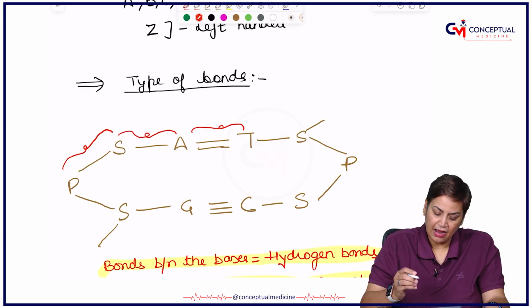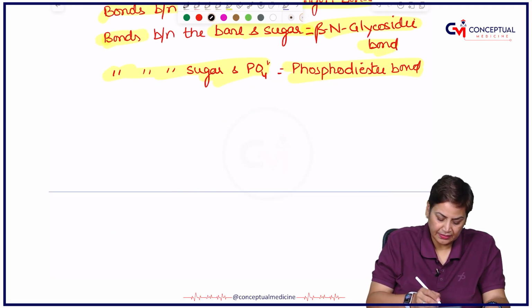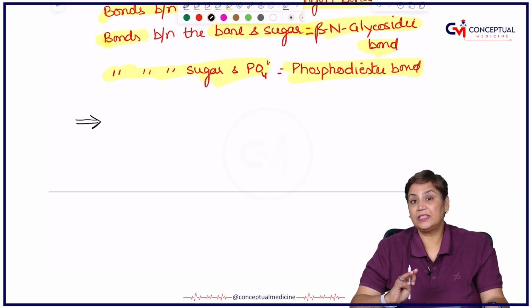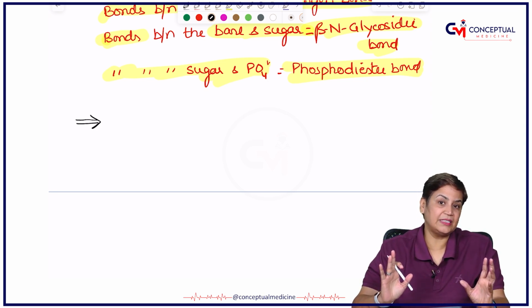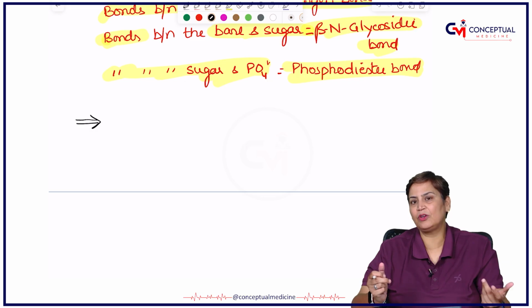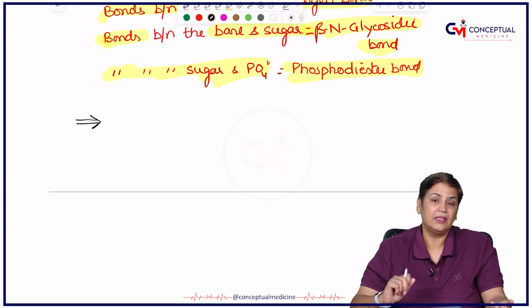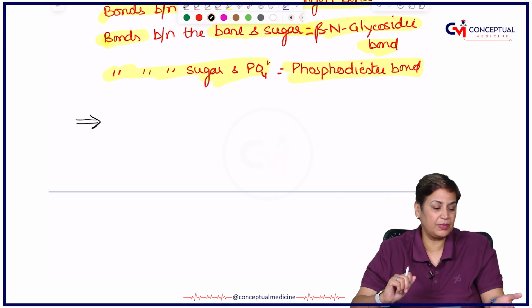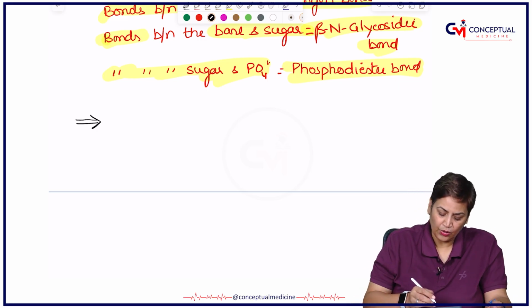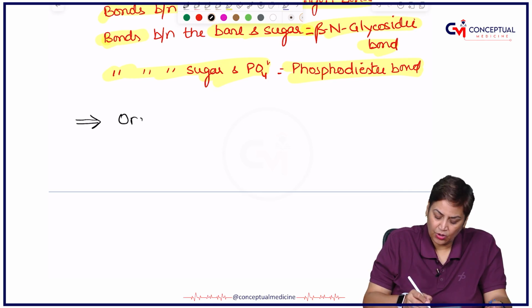Right. Then after this, we come over to the next one: how is this DNA organized? What is the organization of this DNA? Because ultimately, DNA is the basic molecule bearing all the genetic information which is transferred from the parents to the offspring. Right. So then comes the organization of DNA.